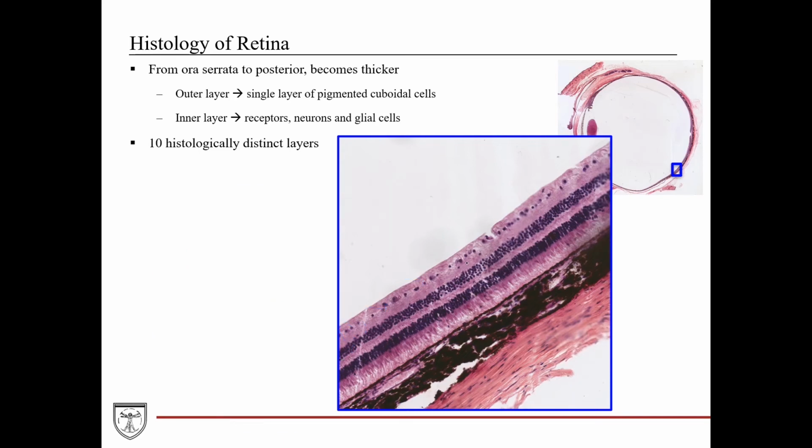Let's summarize. Going from external to internal, we have the pigmented epithelium right here. Then we have the receptors of the rods and cones layer here, number 2.